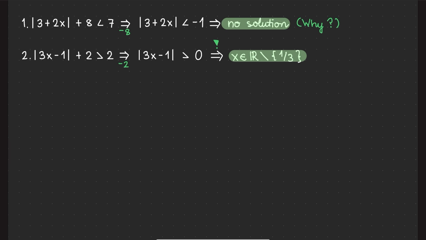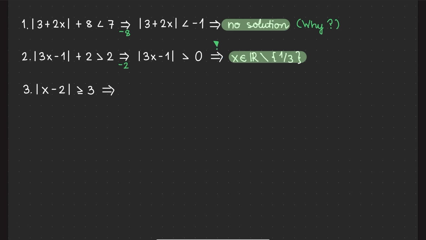So we have this third one. So for this third item, we have the absolute value of x minus 2 greater than or equal to 3. Again, the first step is to isolate the absolute value to one side, but fortunately for us, it is already isolated here. So we proceed with the trick in absolute value. So let me write it down here.